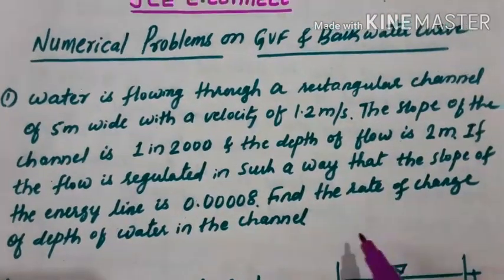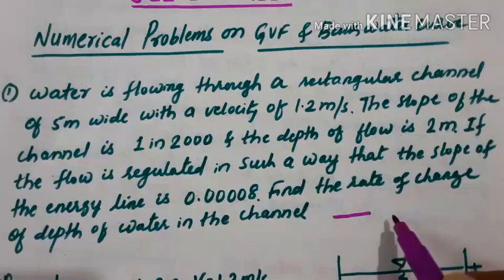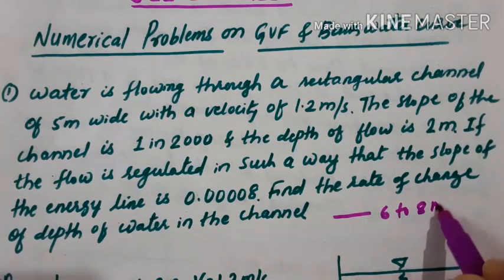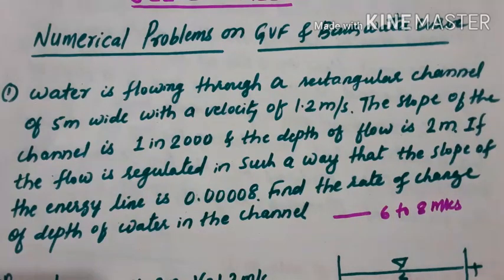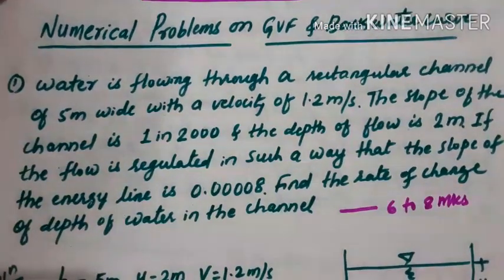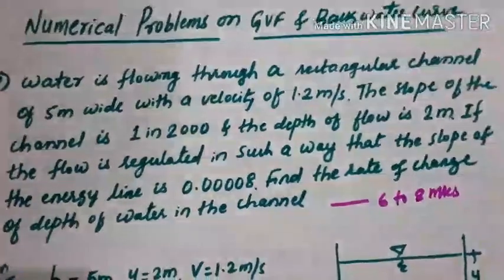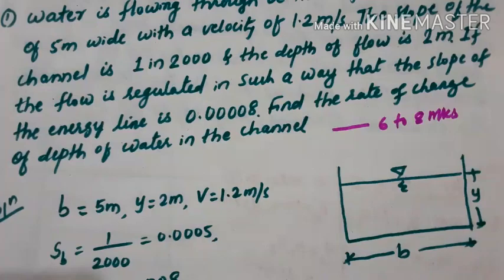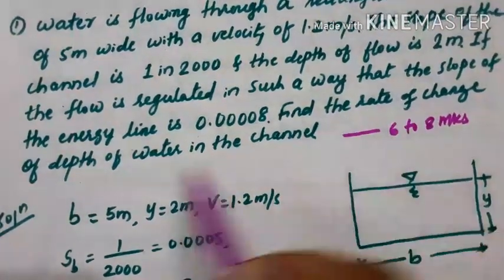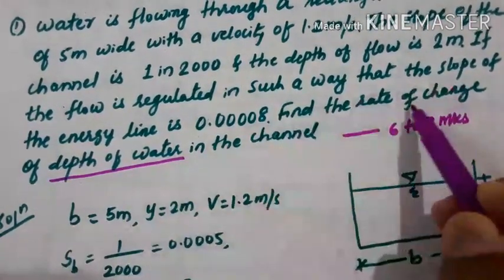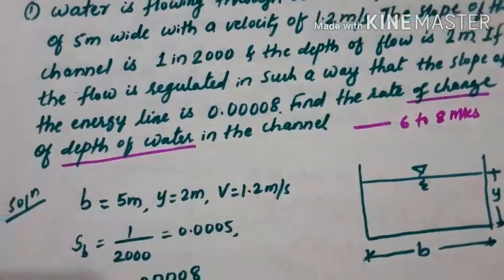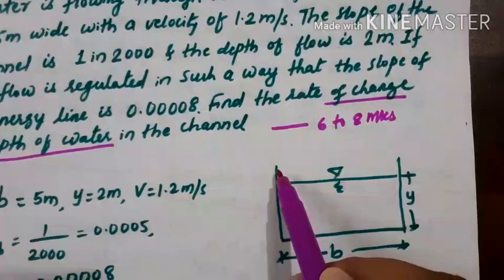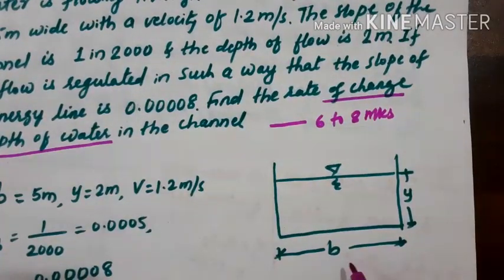So generally again these kind of problems will be asked for 6 to 8 marks in exam. So here they are asking what is the change in the depth of flow of water, that is, to find the rate of change of depth of water. Okay, so first write the given data, and the channel section is a rectangular channel section.